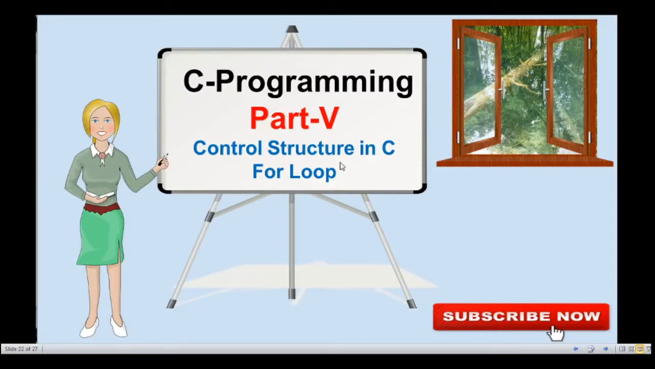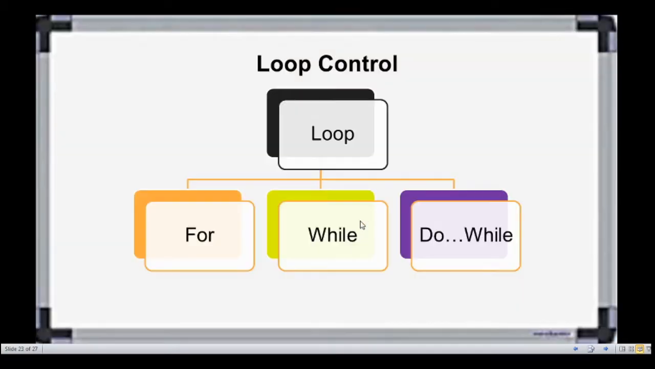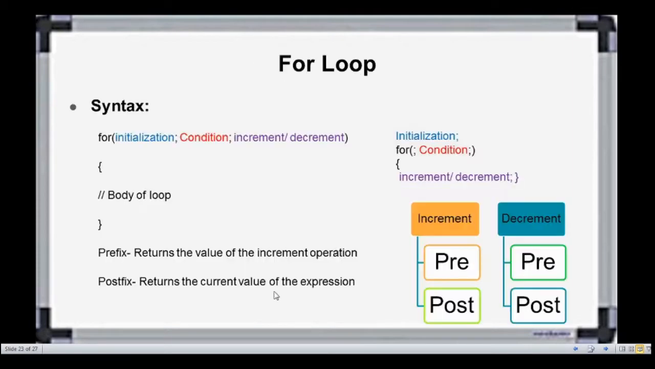Control structure in C. In this, we will first learn the for loop. In loop control, there are actually three types: for loop, while loop, and do while loop. Okay, we will learn the for loop first. Why are we using the loop? To execute a specific part of a program a number of times, we will use the loop.